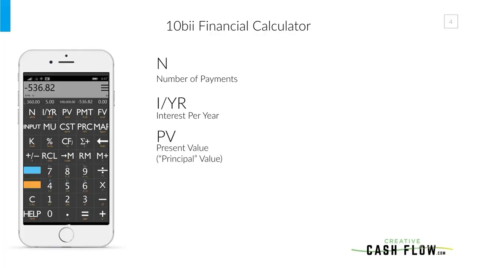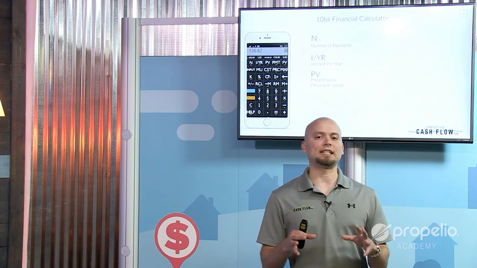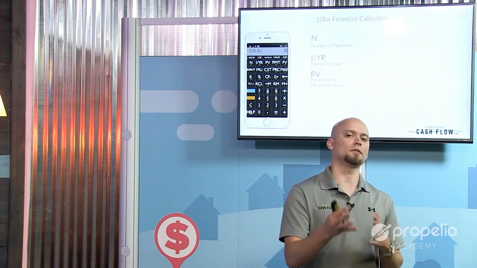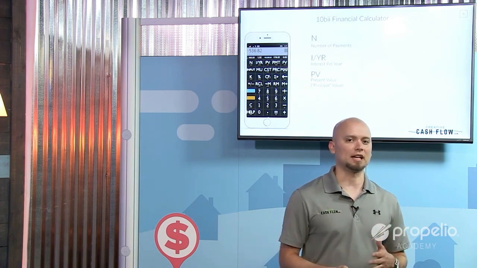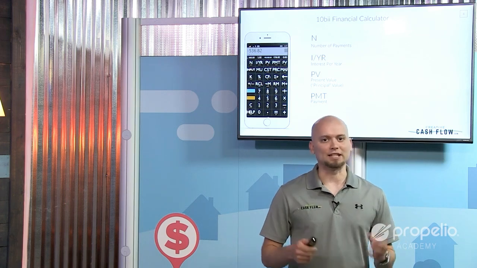The next section is PV, which I'm going to call principal value. In reality, PV stands for present value when you're talking about financial calculators, but for our understanding, principal value just makes sense. The next one is PMT, which stands for payment. That's a real easy one. What's the payment going to be?